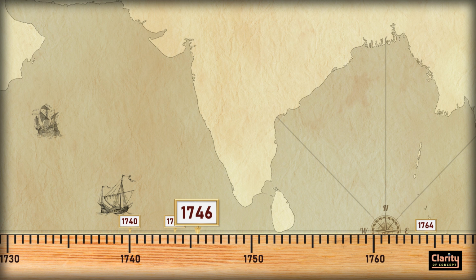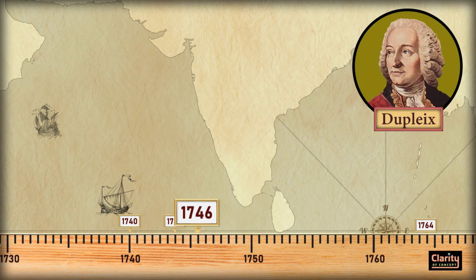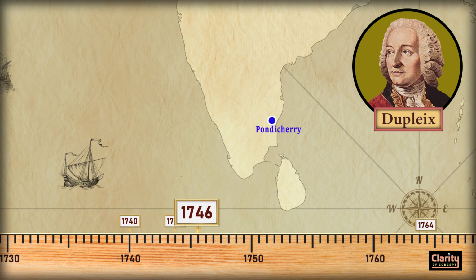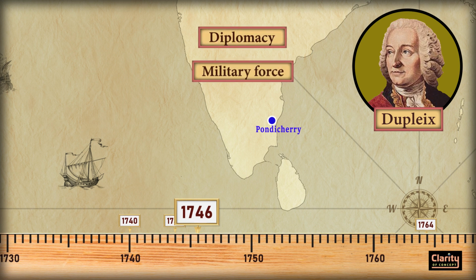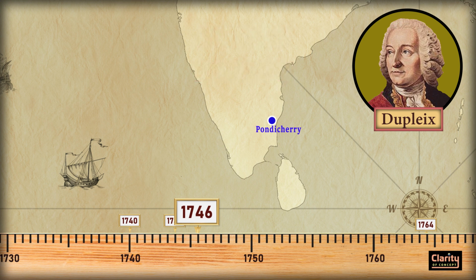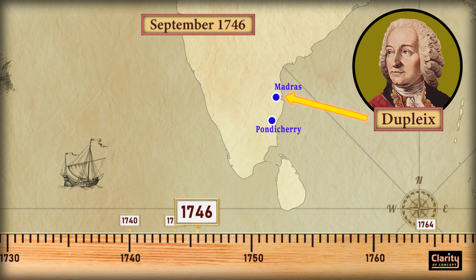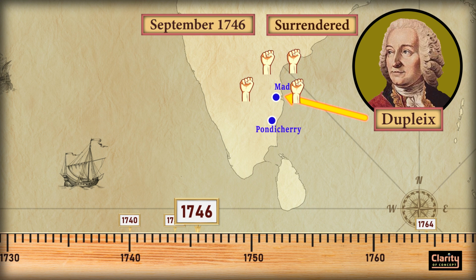In 1746, the French, led by Joseph Francois Dupleix, who was the ambitious Governor General in Pondicherry, saw the European War as an opportunity to weaken British influence in India. Dupleix aimed to expand French dominance through both diplomacy and military force. Seizing the moment, the French launched an attack on Madras and captured it in September 1746. The British, caught off guard, surrendered the city without much resistance, which was a significant victory for the French.